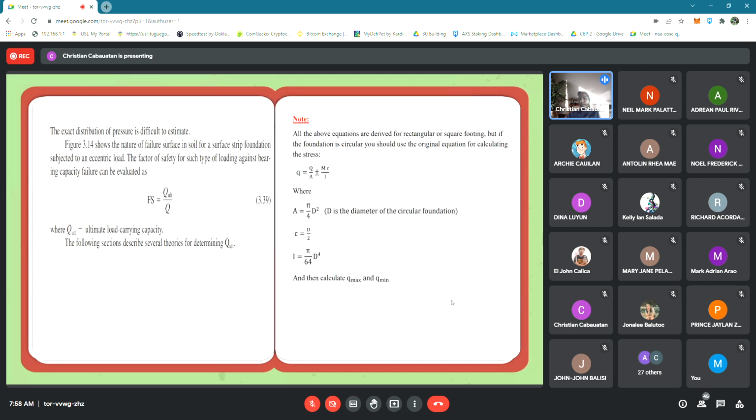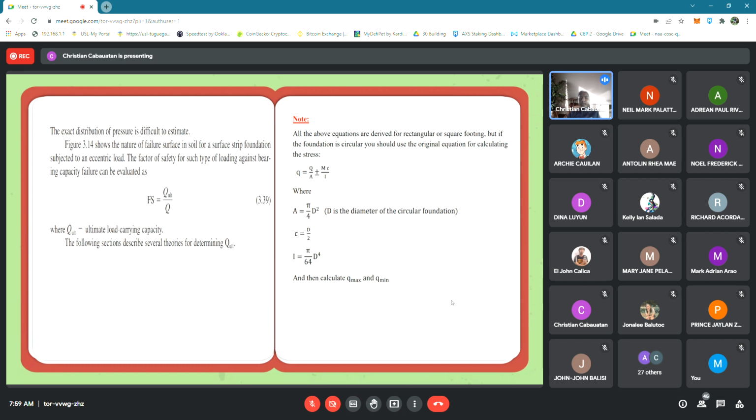Okay, take note of this. All of the above equations are derived for rectangular or square footing. Na-derive po siya sa rectangular. Like I said before, we can see in the distribution that it would be trapezoidal or triangular, then it would be shifted to the rectangular or uniformly distributed.